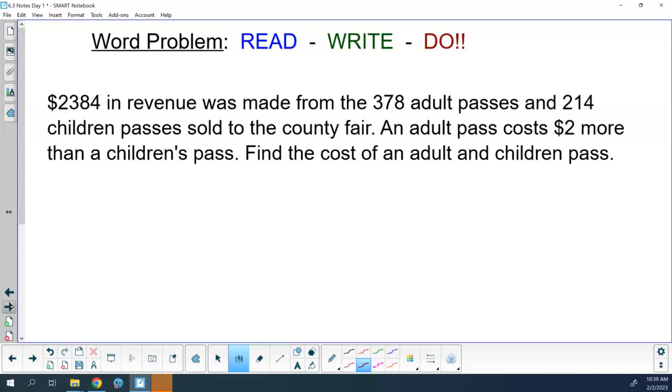So we've read it. Now we've got to write it out. So we've got to write out the scenario that we have. Okay? So my question to you is, what variables do you want to use? X and Y? Okay, what do you want X to be? And Y then would be children's cost?